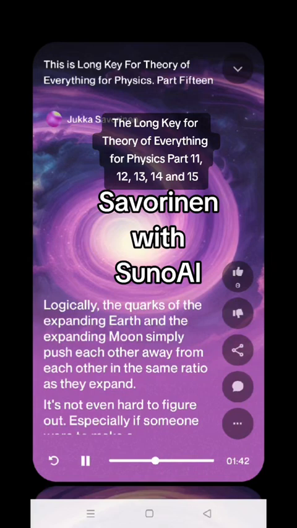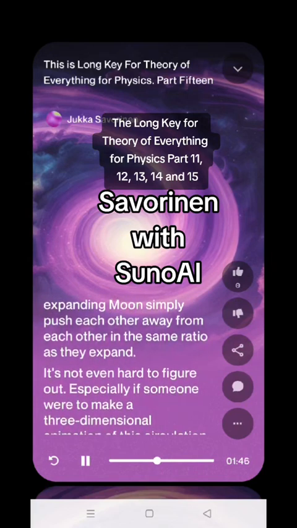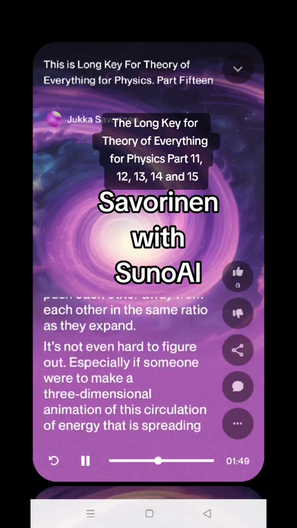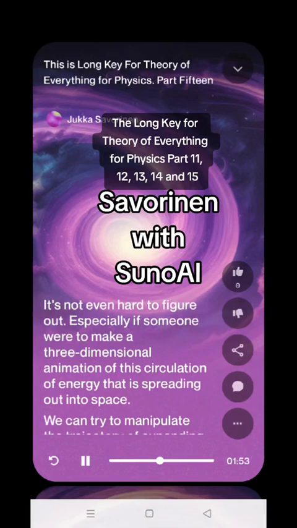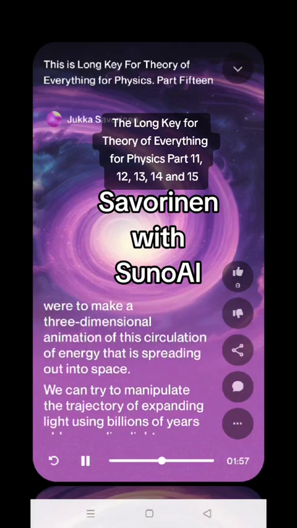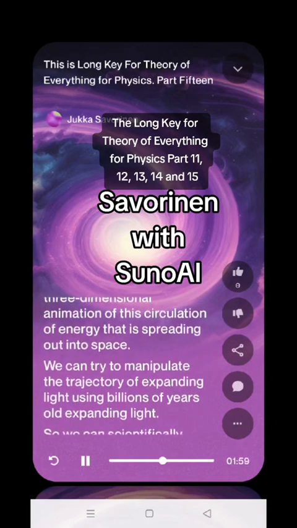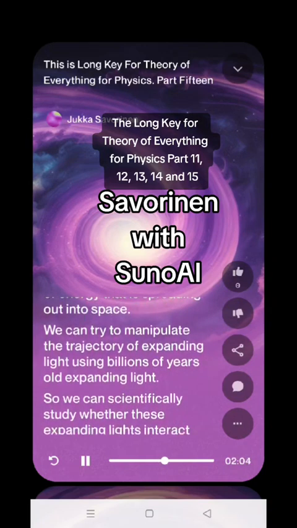Logically, the quarks of the expanding Earth and the expanding moon simply push each other away from each other in the same ratio as they expand. It's not even hard to figure out, especially if someone were to make a three-dimensional animation of this circulation of energy that is spreading out into space.